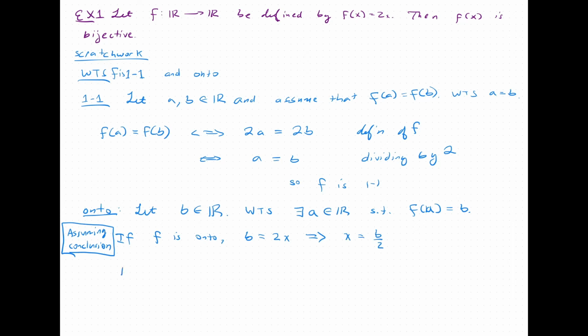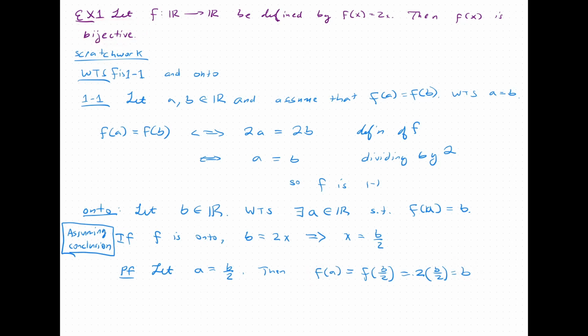So here's the proof that it's onto. Let a be equal to b over 2. Then f of a, which is equal to f of b over 2, is equal to 2 times b over 2, which is equal to b. And so now we have found the a that we want, and that a depends on b. But b was chosen arbitrarily, so we have shown that for any b in the real numbers, we can always find an a in terms of b, such that f of a maps to that b that was given. And so this shows that the function is bijective.